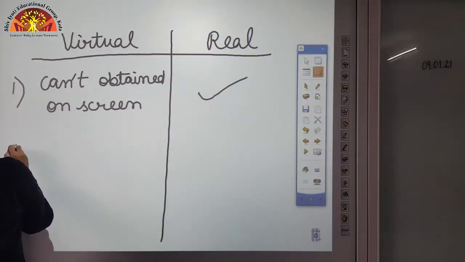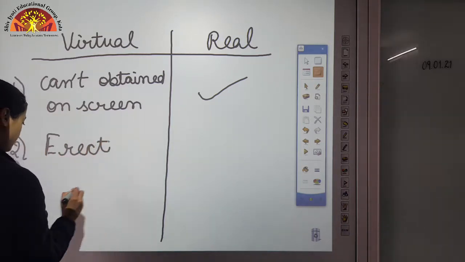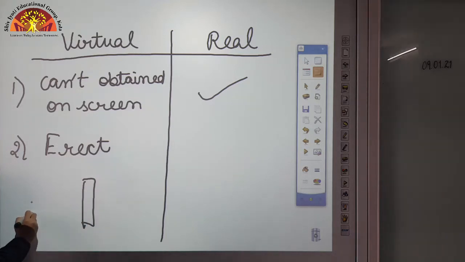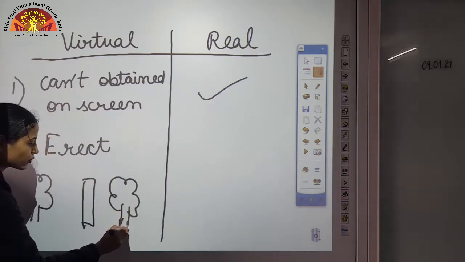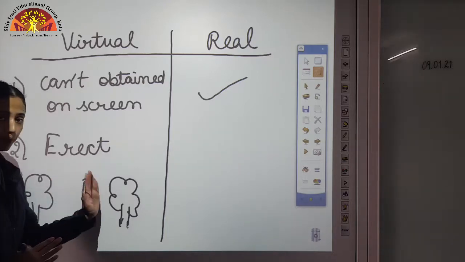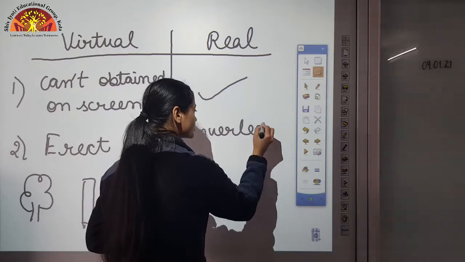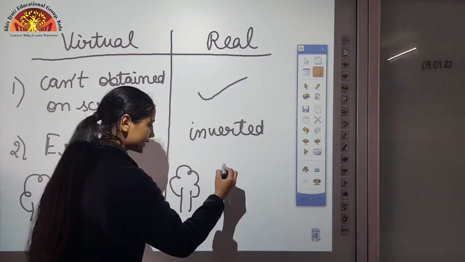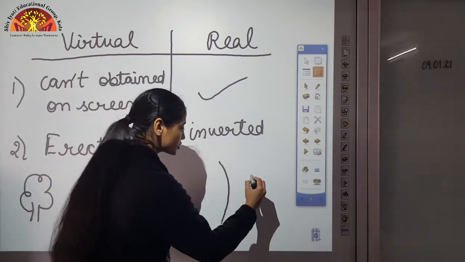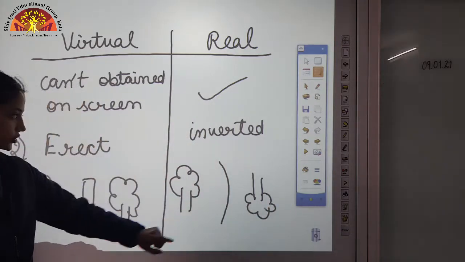Another property of a virtual image is that it is always erect. Suppose this is a plane mirror and this is a tree. So the image of this tree will be seen this way only. So this type of image is known as an erect image, as it is in an upright position. But a real image is always inverted. By this we mean, this is a tree. If we are using any spherical mirror, then the image will get inverted. So this type of image is known as an inverted image.